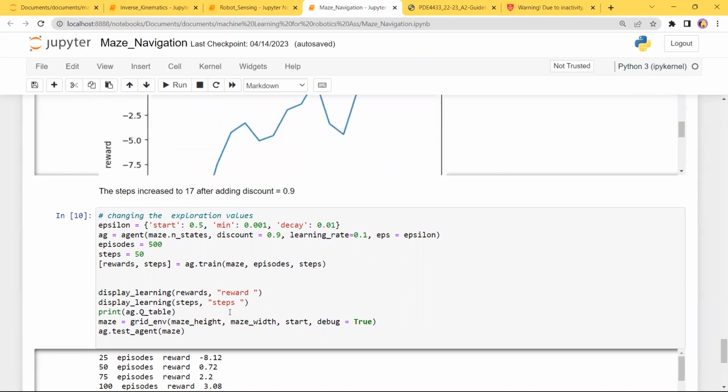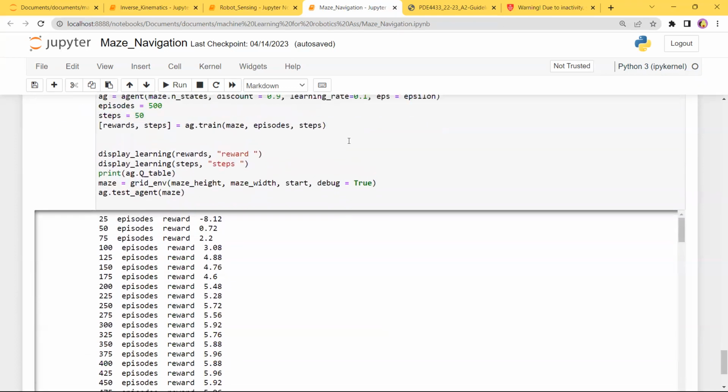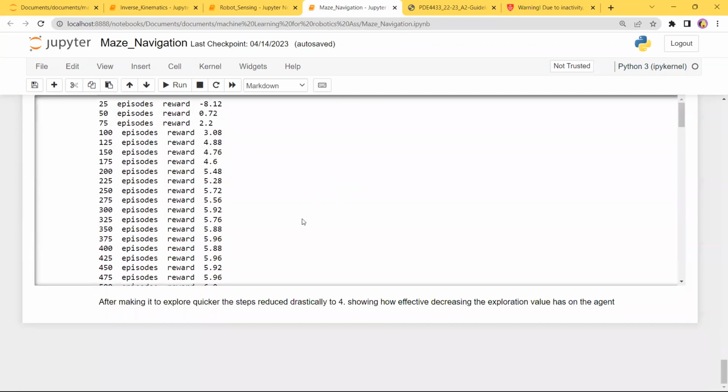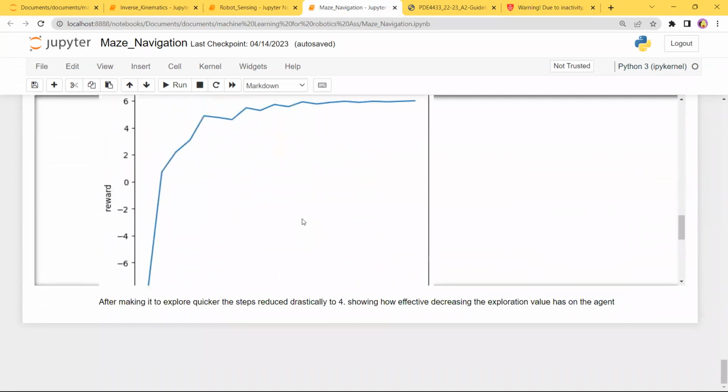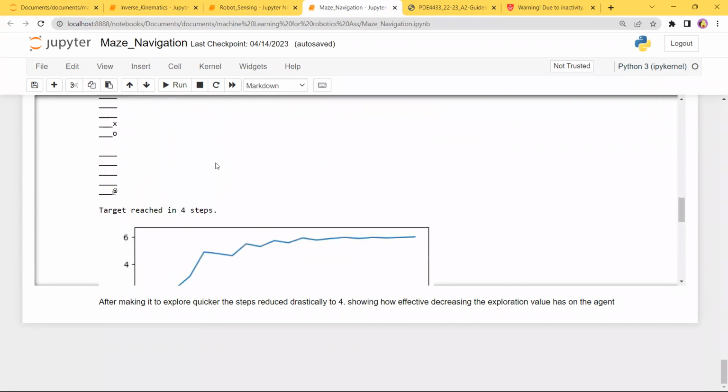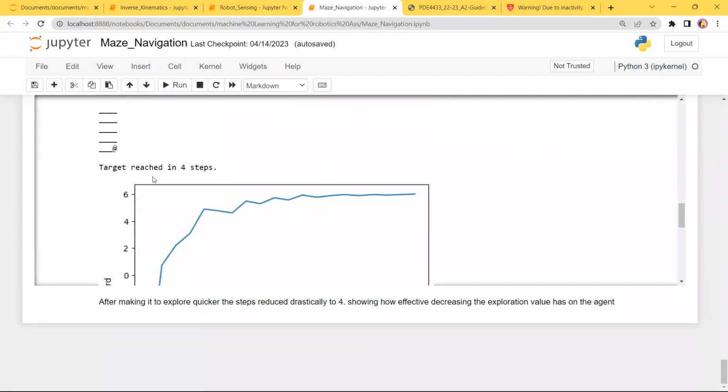So here in cell 10, I changed the exploration values by making it quicker, with the discount at 0.9. So I was able to reduce the steps to 4 steps. So the steps were reduced to 4, showing how effective decreasing the exploration value is on the agent.